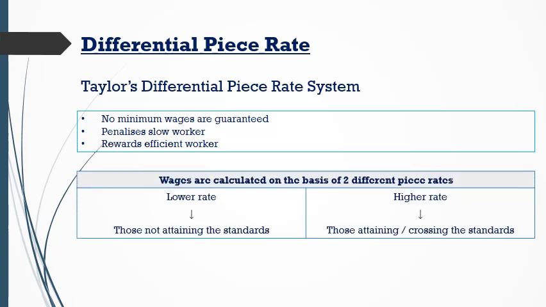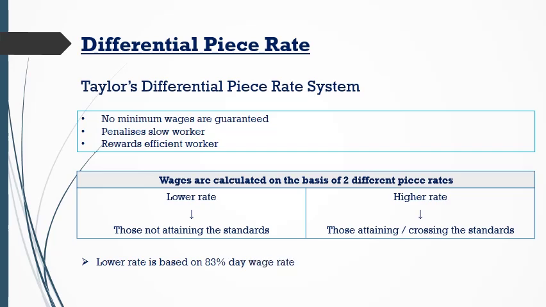Now, how do they get wages paid? The wages are calculated on 2 different rates, that is, a lower rate and a higher rate. These rates are calculated on the basis of standards set by the organization. If the efficiency level of the employee attains the standard set, he will get paid on the higher rate basis, and if the employee doesn't attain the standard set by the organization, he will be paid on a lower rate basis.